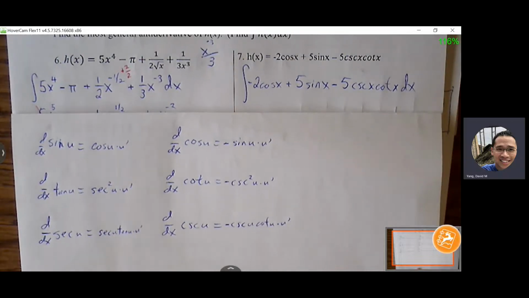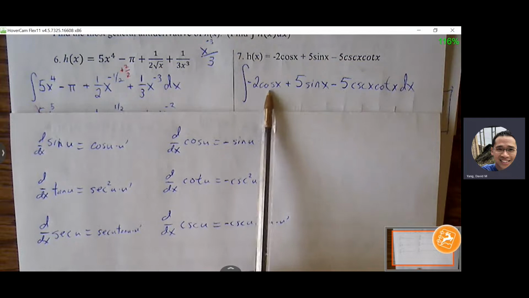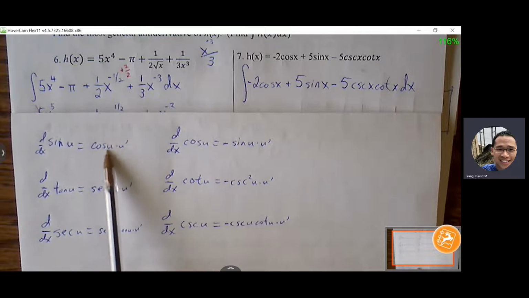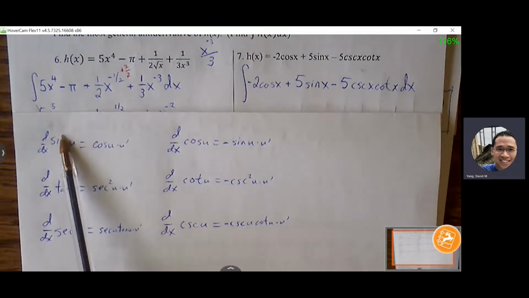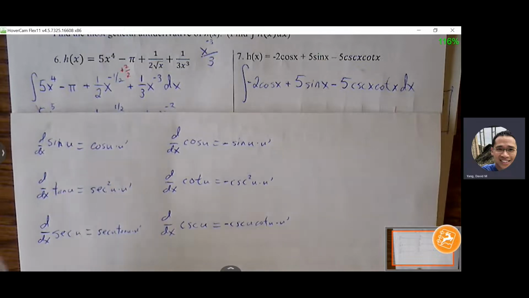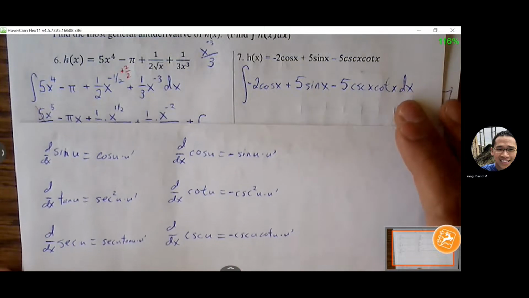Okay, so let's set number 7 up. Antiderivative of all 3 expressions. All right, integral of -2 cosine x. Let's find cosine. What's the integral of cosine? Yeah, you're going to find the rule on the right side of your derivative, and you're going to work backwards. So cosine's antiderivative must bring us up to sine. Now the -2 is going to stay along with it.